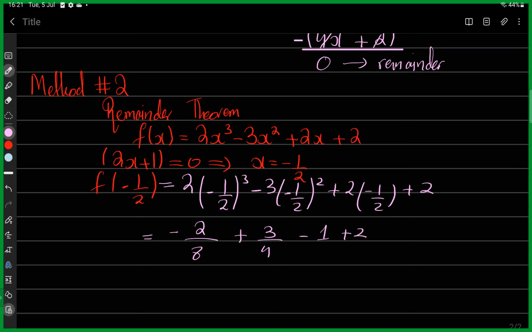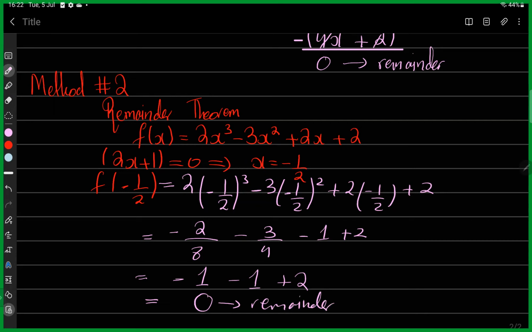This is going to be negative 3 by 4. It would give me negative 1, negative 1, positive 2, and finally the answer is going to be 0. That was basically the remainder.